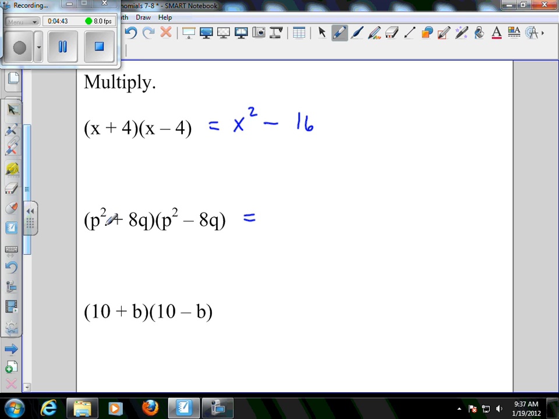Moving on to the next one. Again, you do have two binomials that the only way they differ, one has a plus, one has a minus. So let's go ahead and do this. P squared times p squared, p to the 4th. So square your first terms, put down your minus. Square the last ones. 8q times 8q gives you 64q squared.